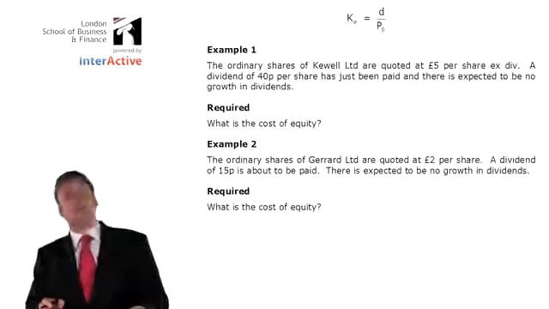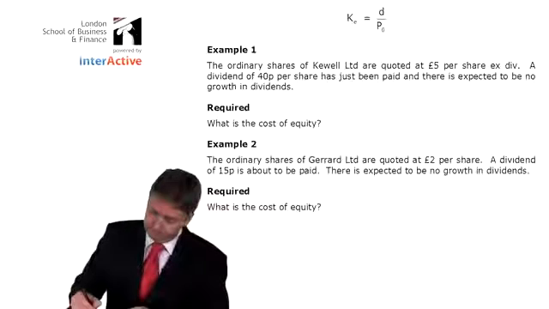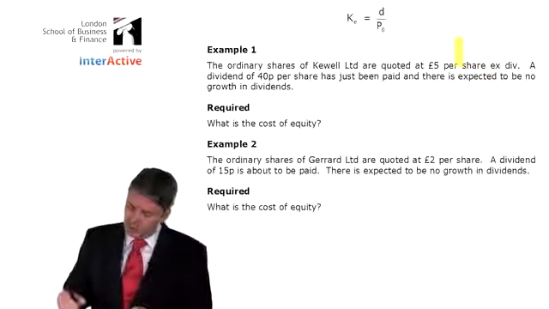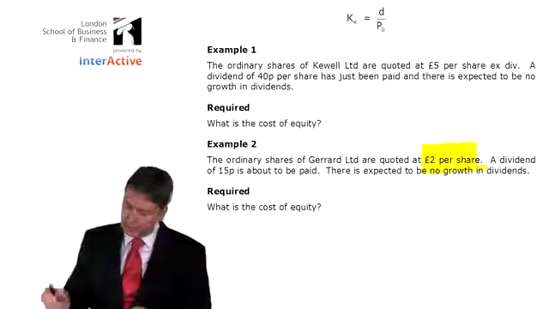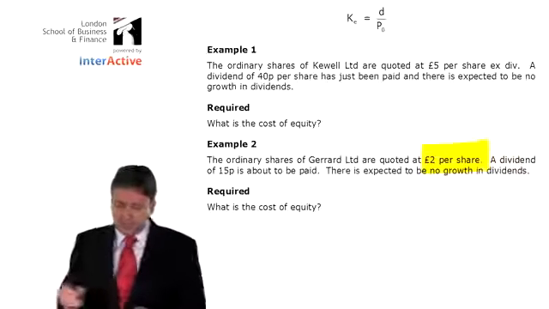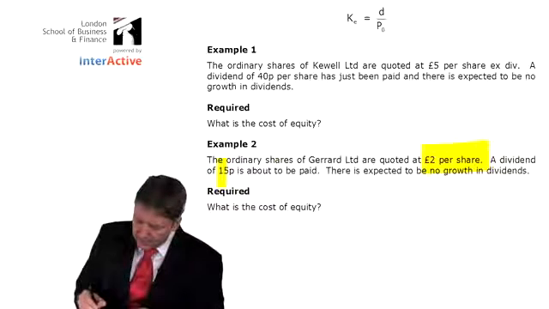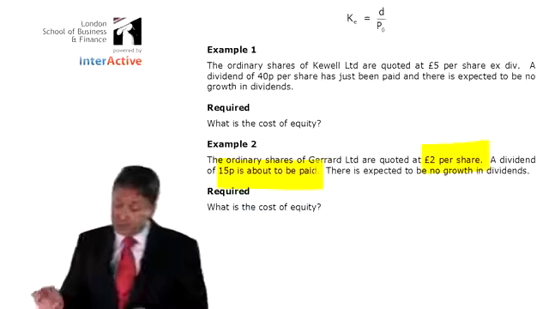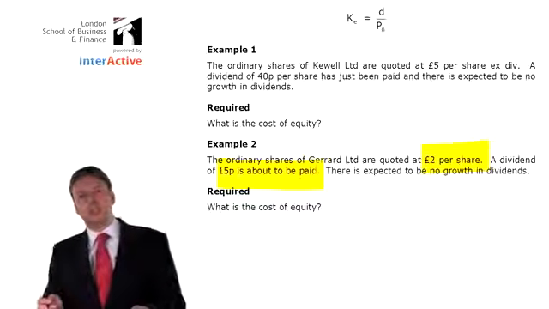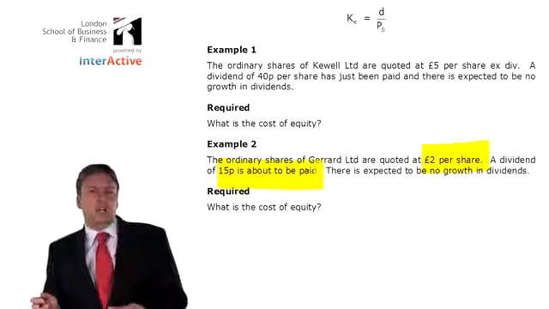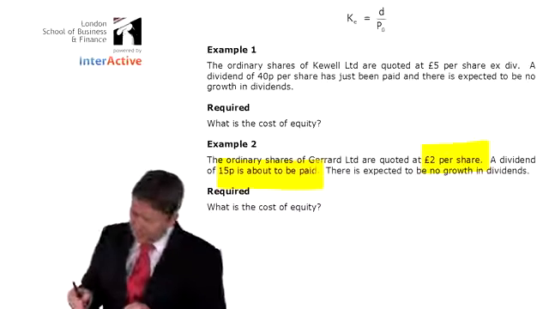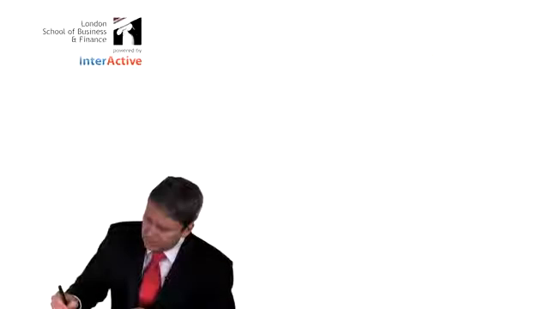So let's look at example 2. The ordinary shares of Gerard Limited are quoted at £2 per share. Easy peasy lemon squeezy. A dividend of 15p is about to be paid. Oh, about, in the future rather than the past. And there is expected to be no growth in dividends. Well, okay, I don't think this is going to be too difficult at all. All we have to do is to take the information and bang it into our answer.